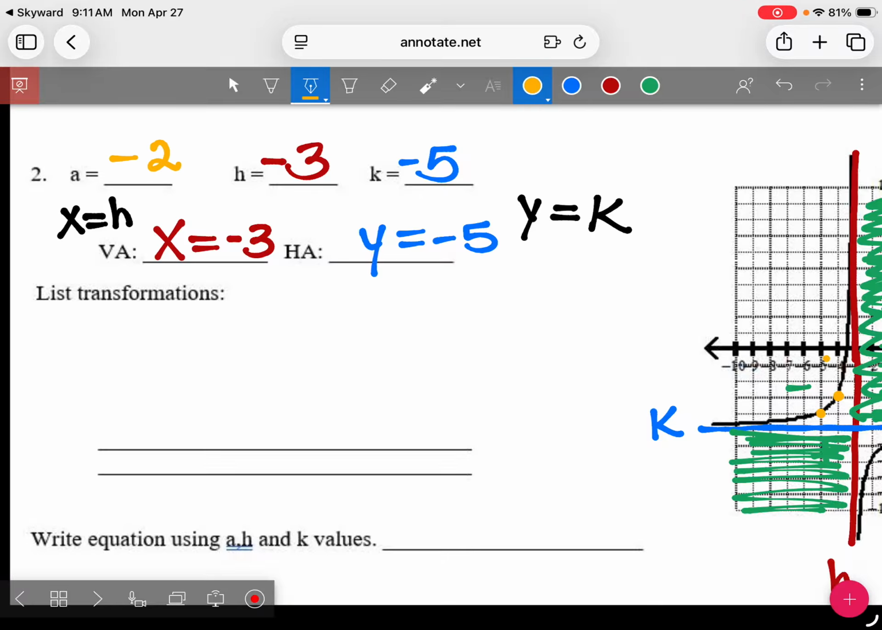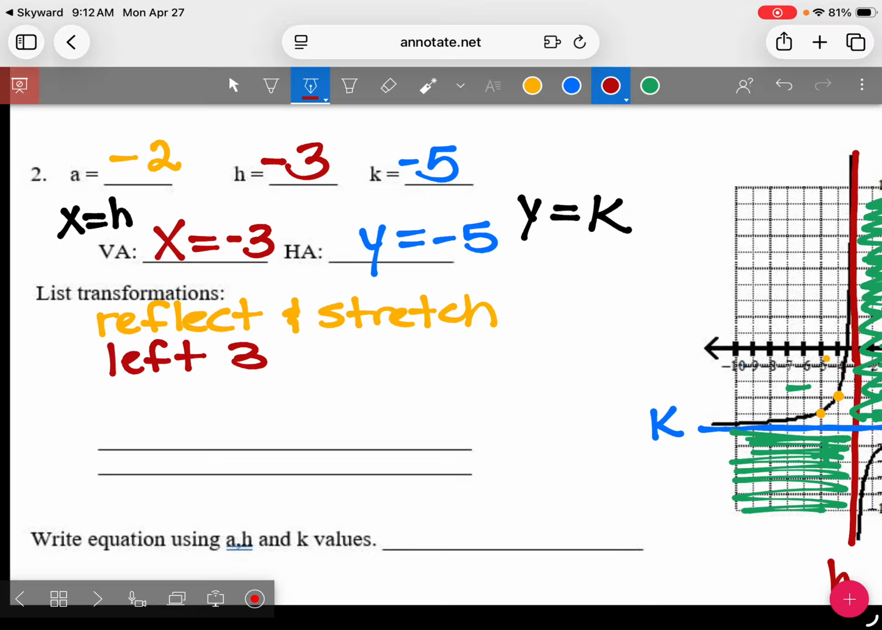All right, so let's write our transformations. A makes the graph reflect and stretch. The negative makes it reflect. The 2 makes it stretch. H is -3. So that moved it left 3. K is -5. So it goes down 5.